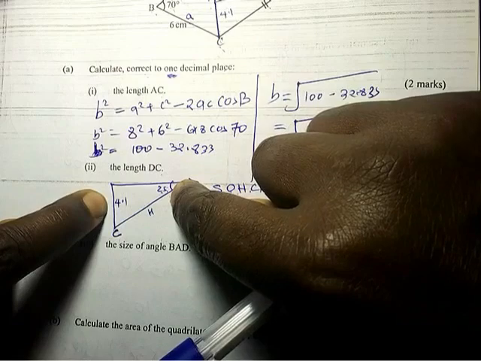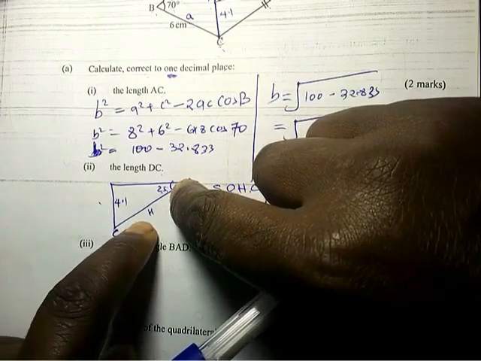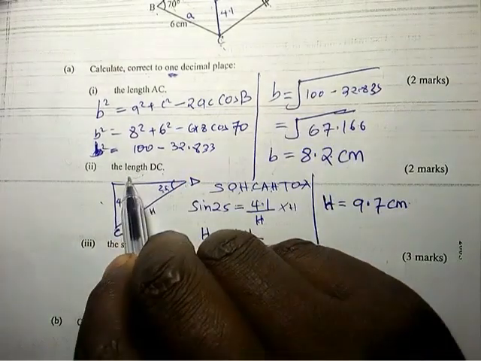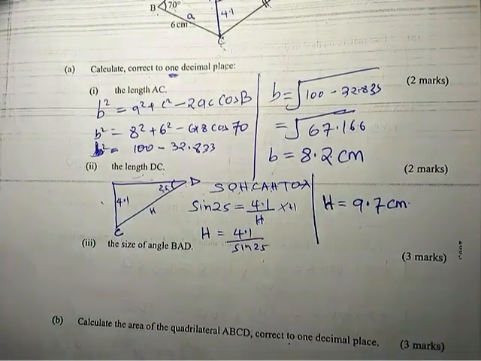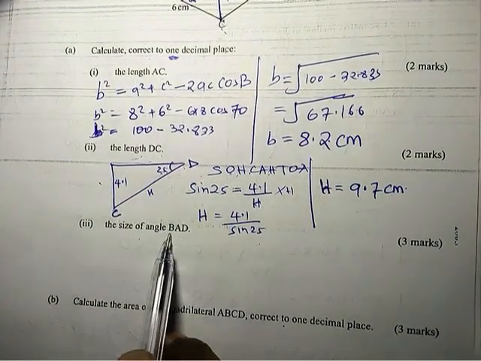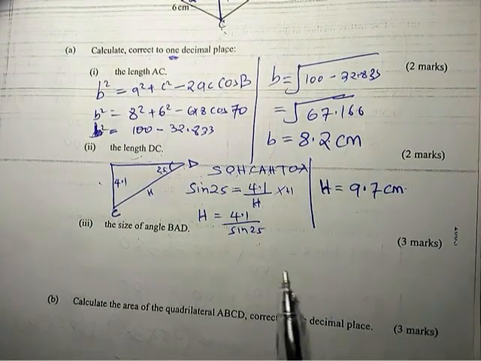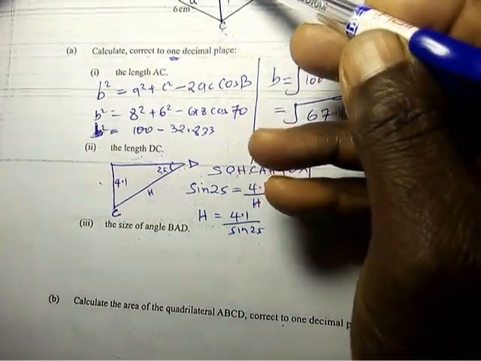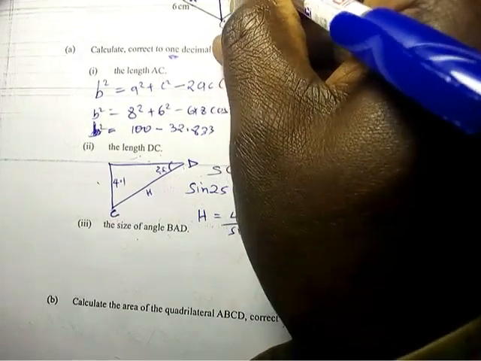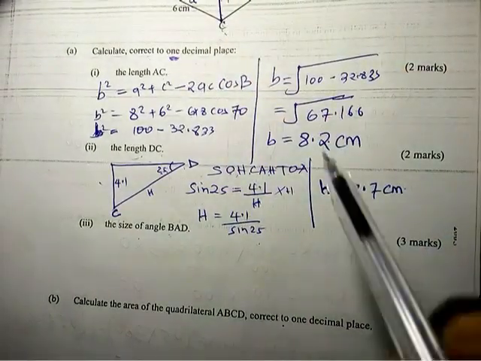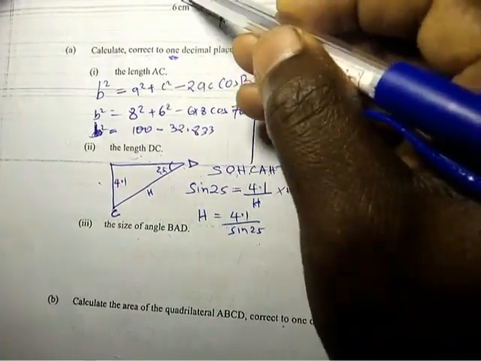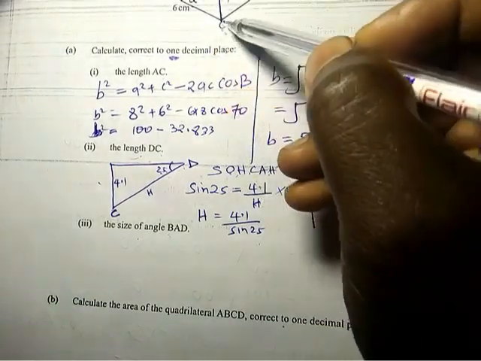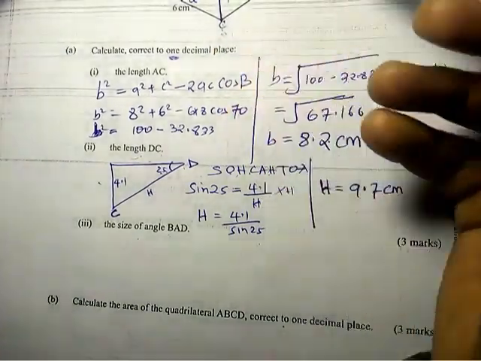This is going to be the opposite. This one is the hypotenuse. This here is the adjacent for this. The size of angle BAD, this angle here. But before we get that one, we can get this angle BAC. Or we can get it all.